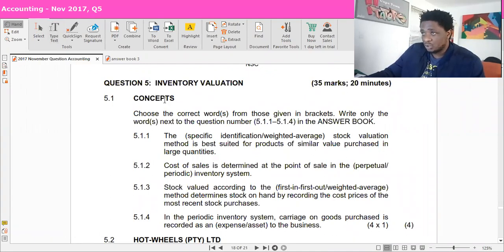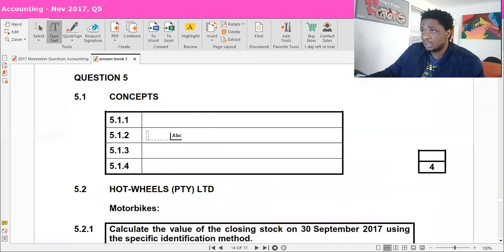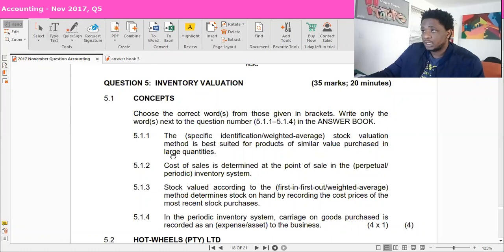So the first one is going to start with just a basic understanding of the concepts. So they say choose the correct words from those given in brackets, write only the words next to the question number. We do have our answer sheet here. All right, so let's start with 5.1.1.